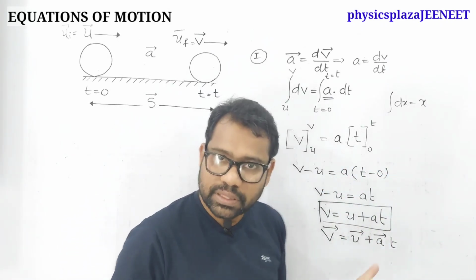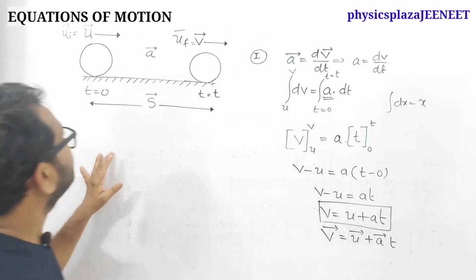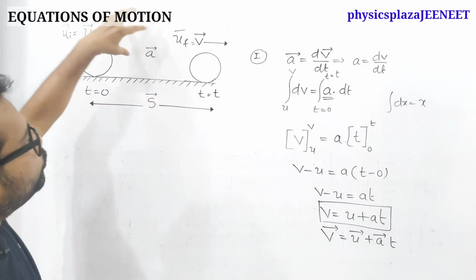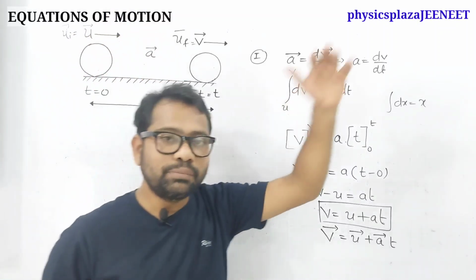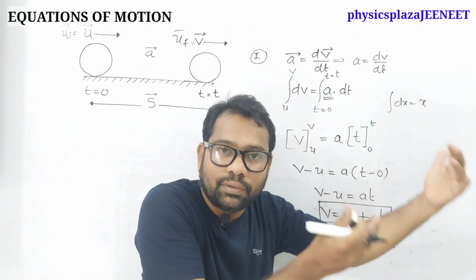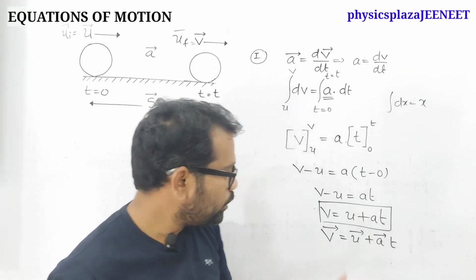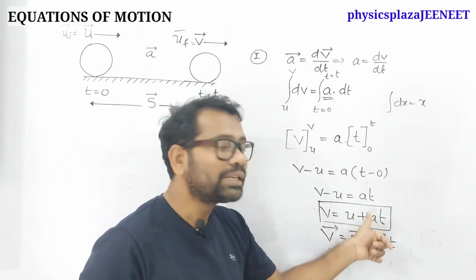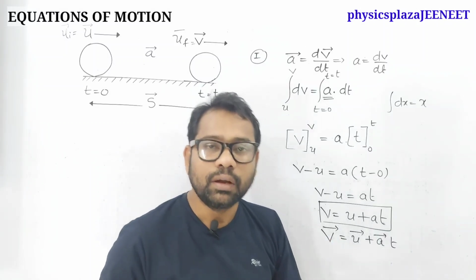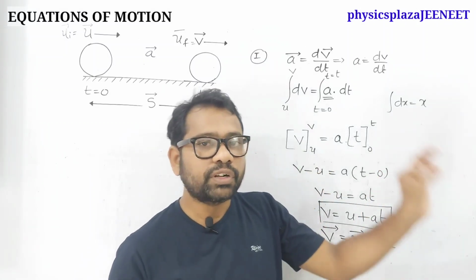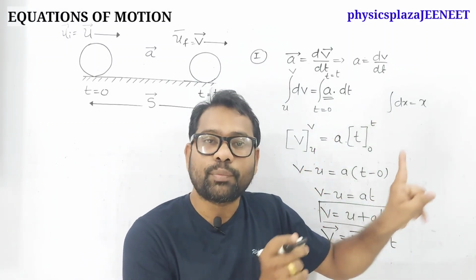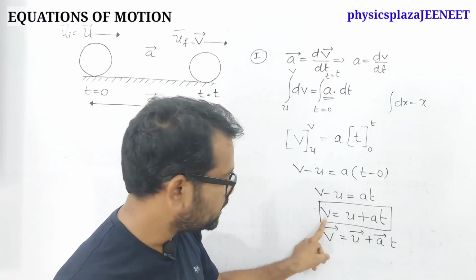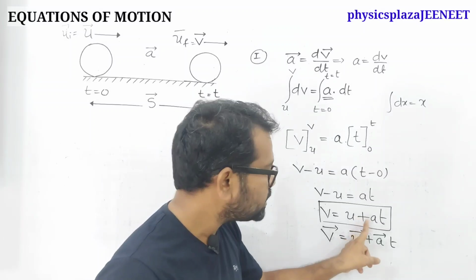Then what is the purpose of this actually? Children, look here. If an object has some initial velocity u, moving with a uniform acceleration, then after time t, what will be its final velocity? For that, we use this special equation, v is equal to u plus at. So to calculate the velocity of an object after time t, if it is moving with a uniform acceleration, the final velocity is given by the first equation of motion, v is equal to u plus at.